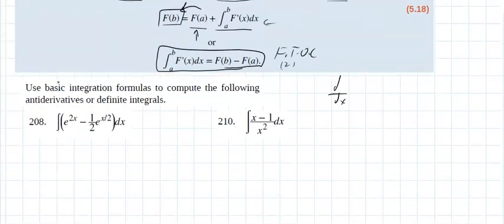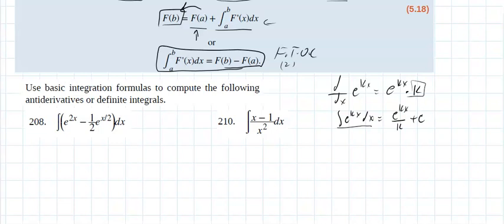If I take a derivative of e to the kx, where k is a constant, that's e to the kx times k. So if I integrate e to the kx dx, that's e to the kx over k. When you take a derivative, you multiply by k. To undo that, which is the antiderivative, you divide by k. That's a shortcut for you to figure those out if you're off by a linear constant. That's going to apply to 208. For 210, I have to show you something else really quick.